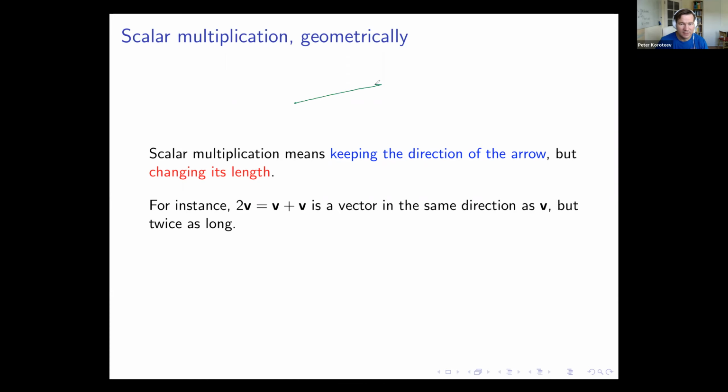So say this is vector v, and then this would be -0.4v. Whenever we have a negative sign, it flips the direction of the vector.